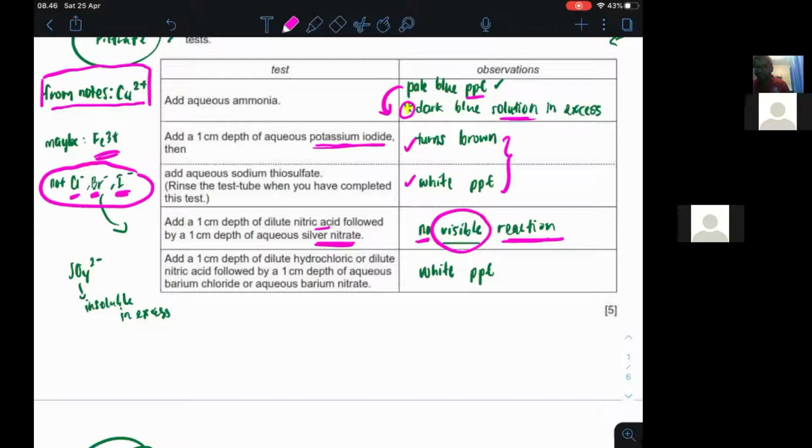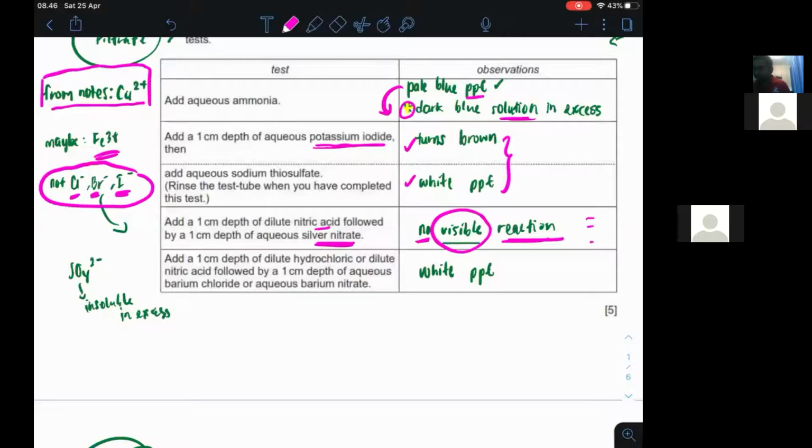Cl minus, Br minus, I minus. If those three anions are present, I would get maybe a white precipitate, maybe a cream precipitate, maybe a yellow precipitate, but I don't see any visible reaction. Therefore, my deduction will be definitely not Cl minus, Br minus, and I minus. Let's go on with the next test.